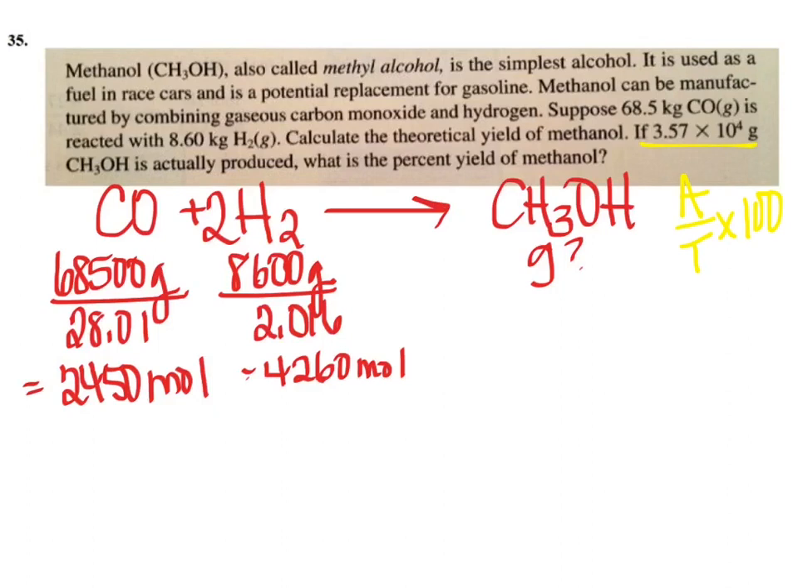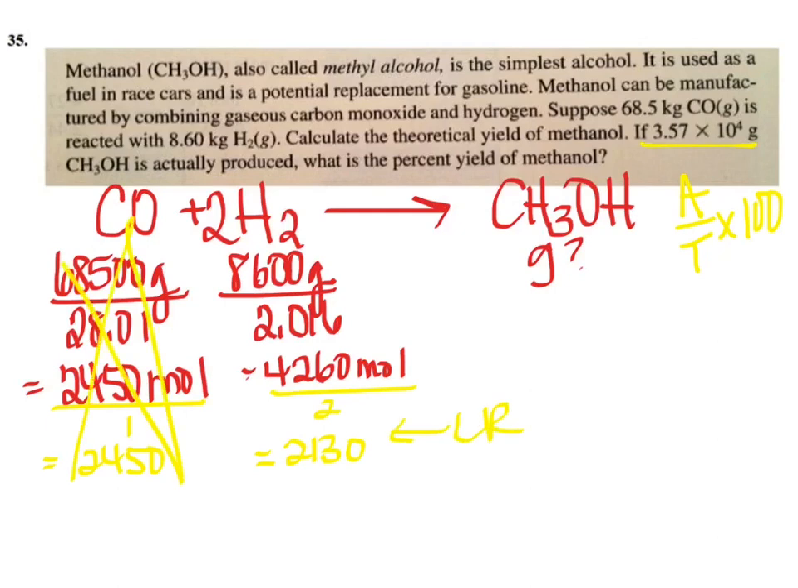Everybody good with that so far? Our next step is to divide by the coefficients. The coefficient in front of CO is 1, and the coefficient in front of H2 is 2. So 2450, and for hydrogen I got 2130. So who's limiting? Hydrogen is the limiting reactant, which means carbon monoxide means nothing to us now.